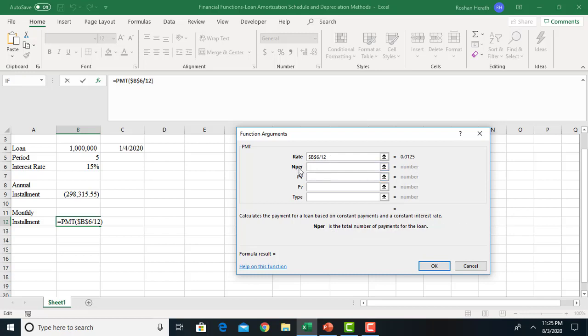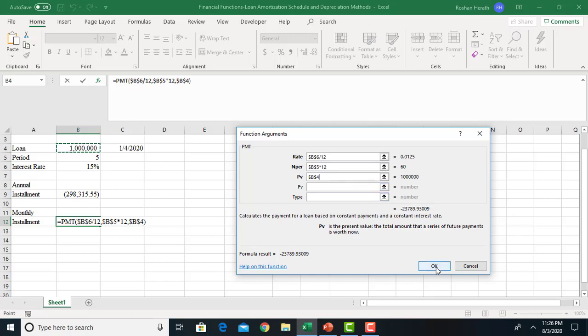Then the total number of payments for the loan. Here you have the period as 5. You may start with that. Then you want to convert this into monthly installments, so you can simply multiply this by 12. For the 5-year period, we have 60 months. Then the present value remains the same, it's going to be 1 million.